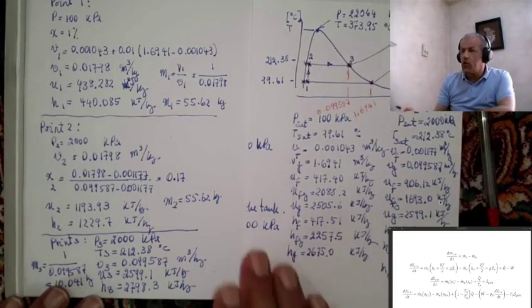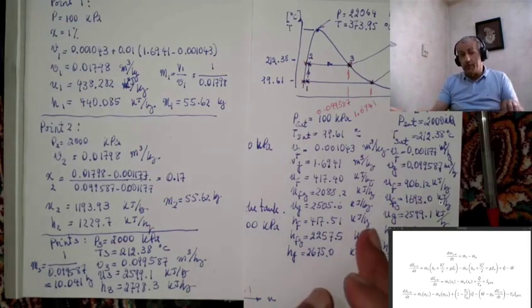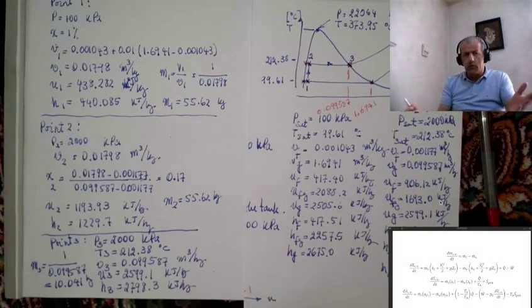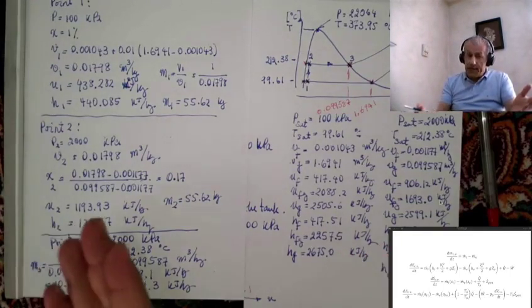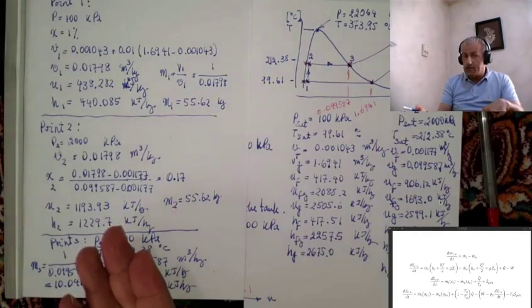Once we have all properties at points 1, 2, and 3, please note that these properties are steam properties. They have nothing to do with our problem. We have just read them from the table, and they are true for steam and for every process that happens to steam. In fact, our problem happens on these points.